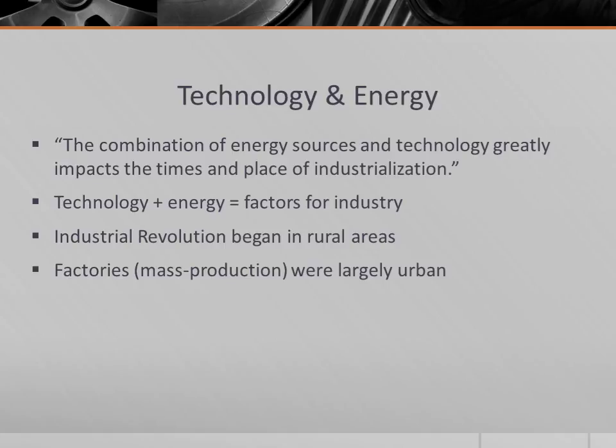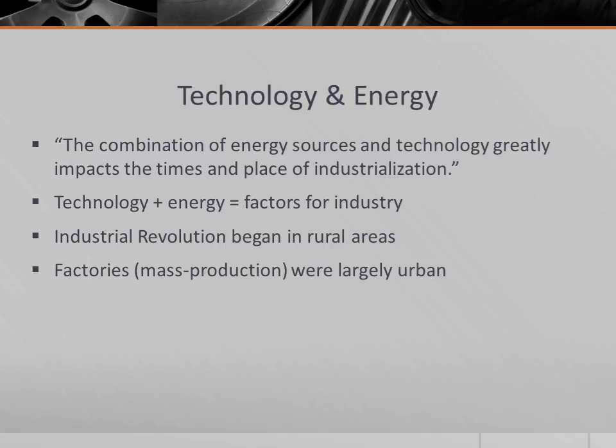So for example, the Industrial Revolution began in rural areas because they had access to specific energy resources. For example, the piece of technology called the water frame, invented by Richard Arkwright, utilized water power to power the machines in early factories. So in order to do that, you had to be next to a stream, and what we noticed is that those streams didn't run through cities generally. They were more abundant in rural areas.